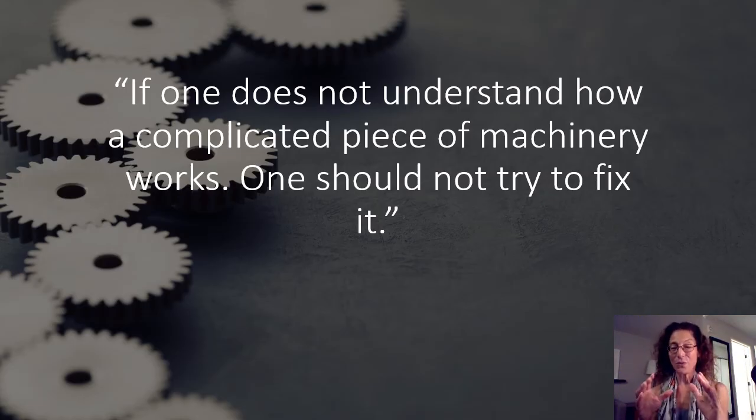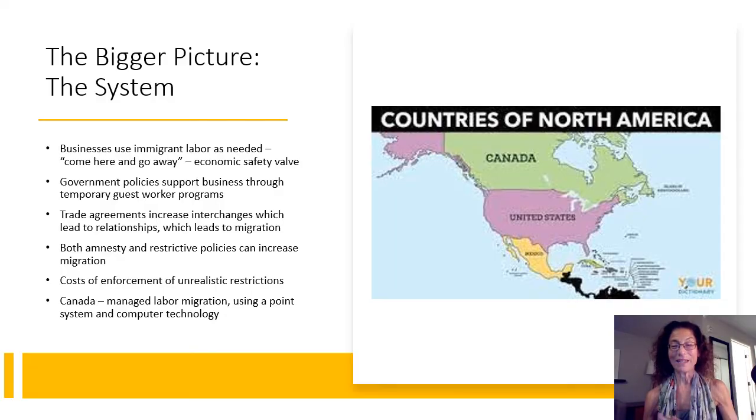Now I want to give you a framework for Massey's core argument, which is that if we really want to look at economic costs and benefits, we can't only look at the individual unit or the individual household, that we really need to look at more complex systems that occur between specific countries. And I love this particular quote: "If one does not understand how a complicated piece of machinery works, one should not try to fix it." That's Massey. What does he mean by that?